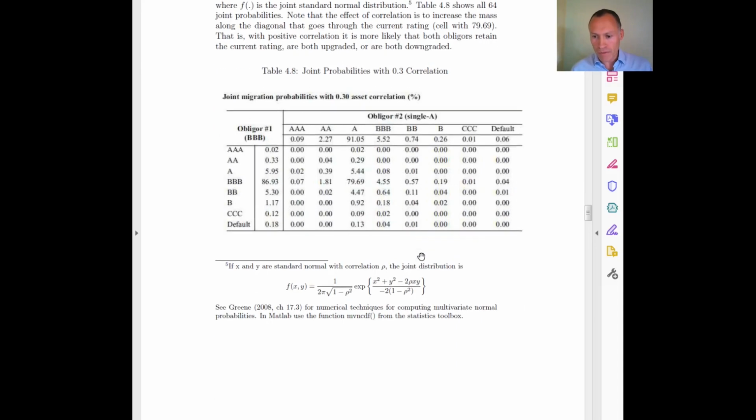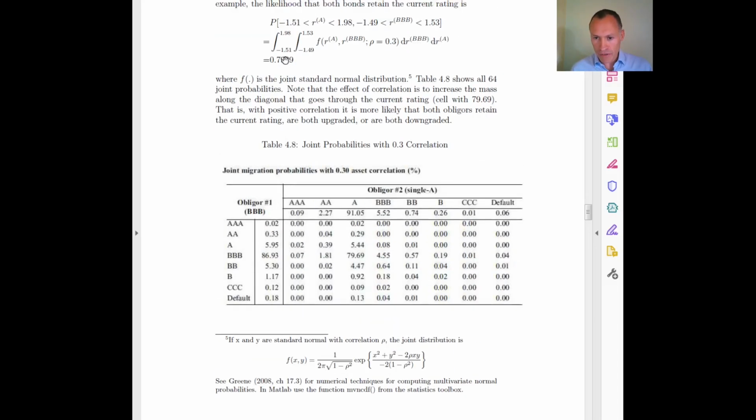So doing that, we can compute the joint probability. So this number here, 79.69, is this number that you see here: firm 1 stays triple B, and firm 2 stays single A. So this cell here, and we could compute all the other cells in a similar way, just changing the integration limits in this expression for the corresponding thresholds.